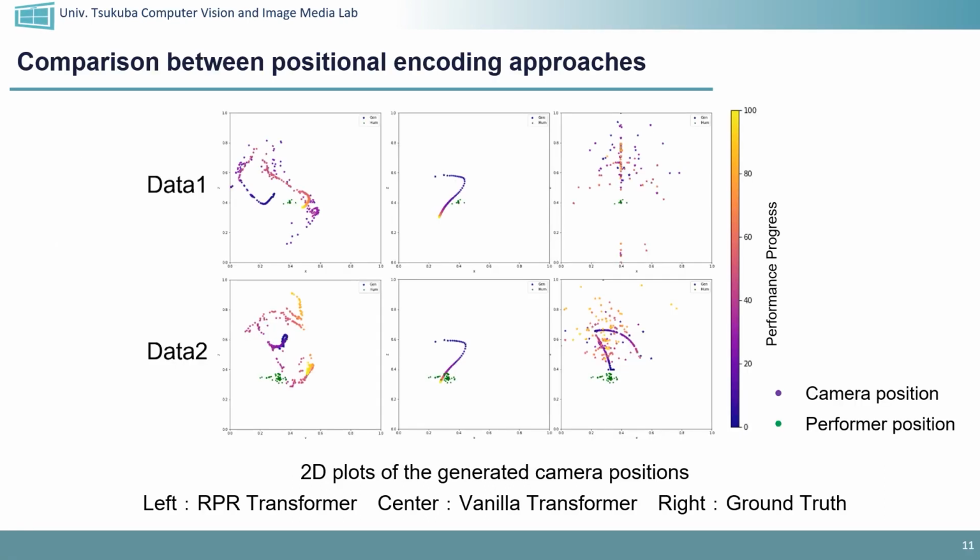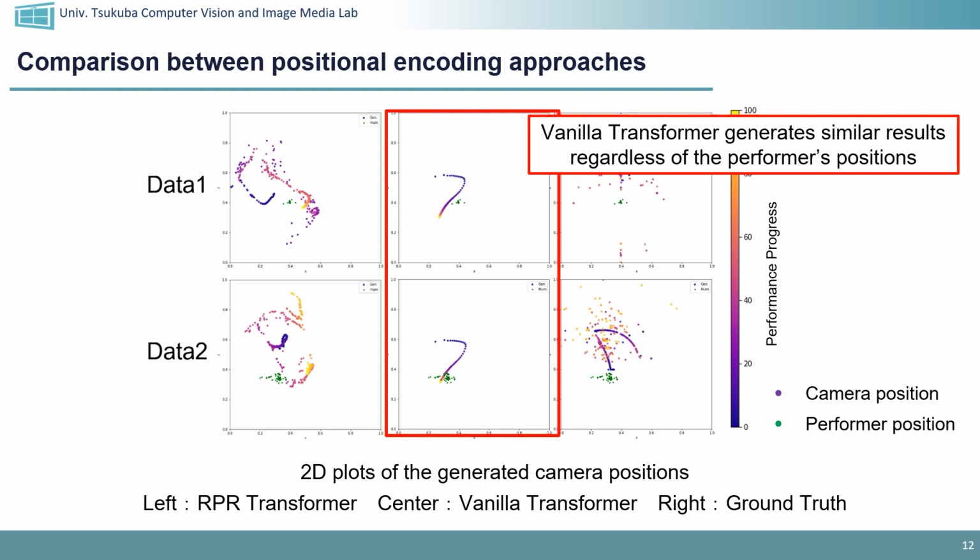The result of plotting the camera work generated using the performer's position information from the evaluation data is shown in the figure. The figure is an overhead view of the stage, where the green points represent the performer's standing position, and the points changing from purple to yellow represent the camera's position. The purple in the camera position indicates the beginning of the performance, and as the performance progresses, it changes to yellow. From the left, the figure shows the results of the relative positional representation transformer, vanilla transformer, and the ground truth data.